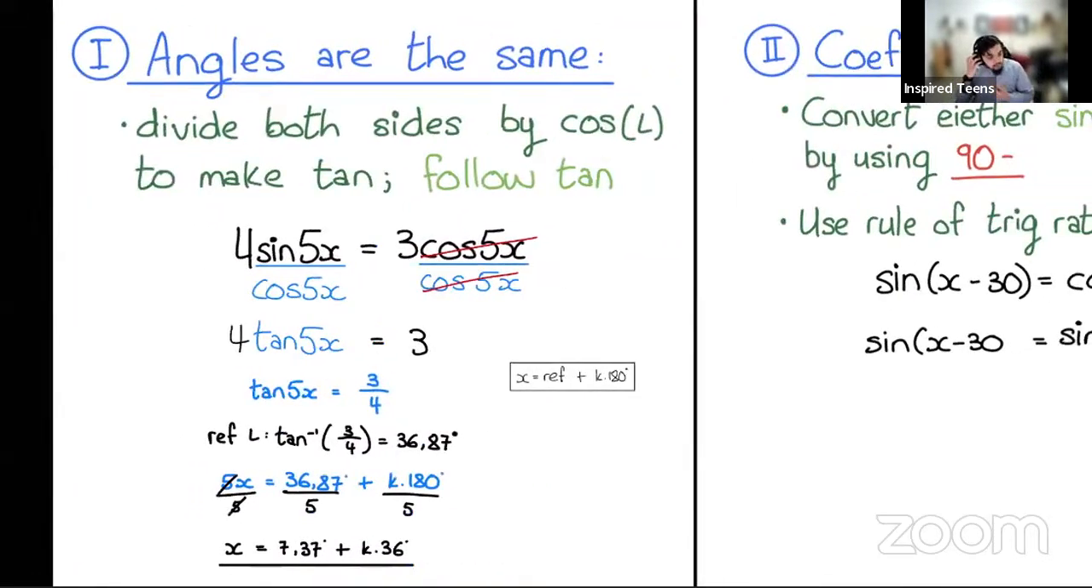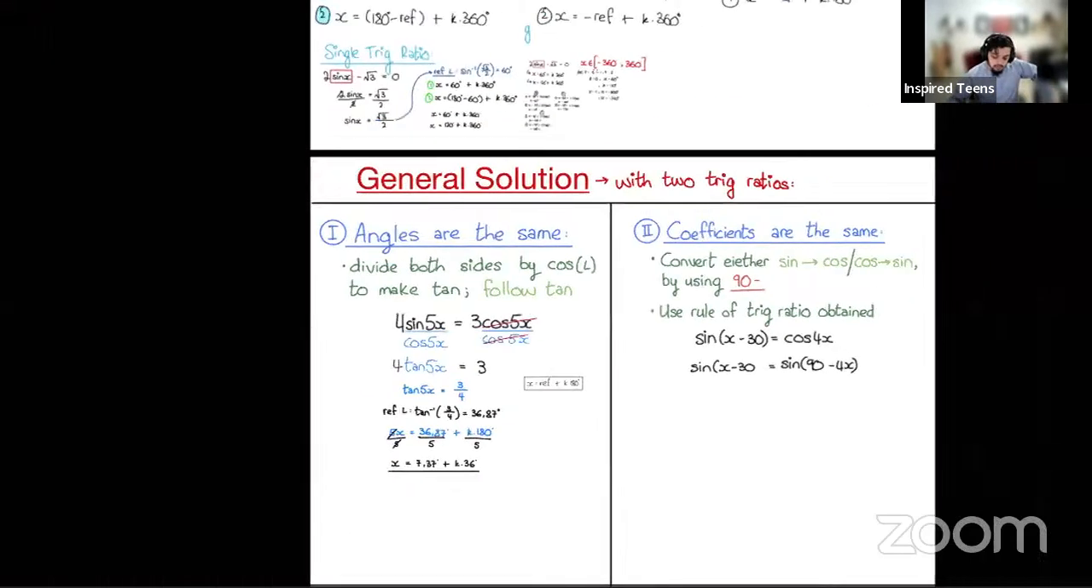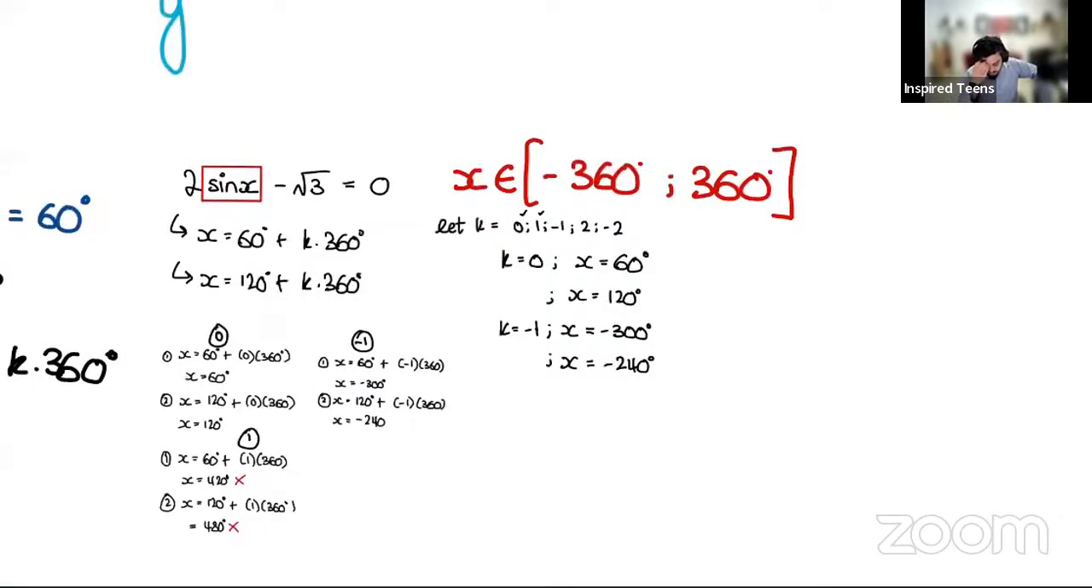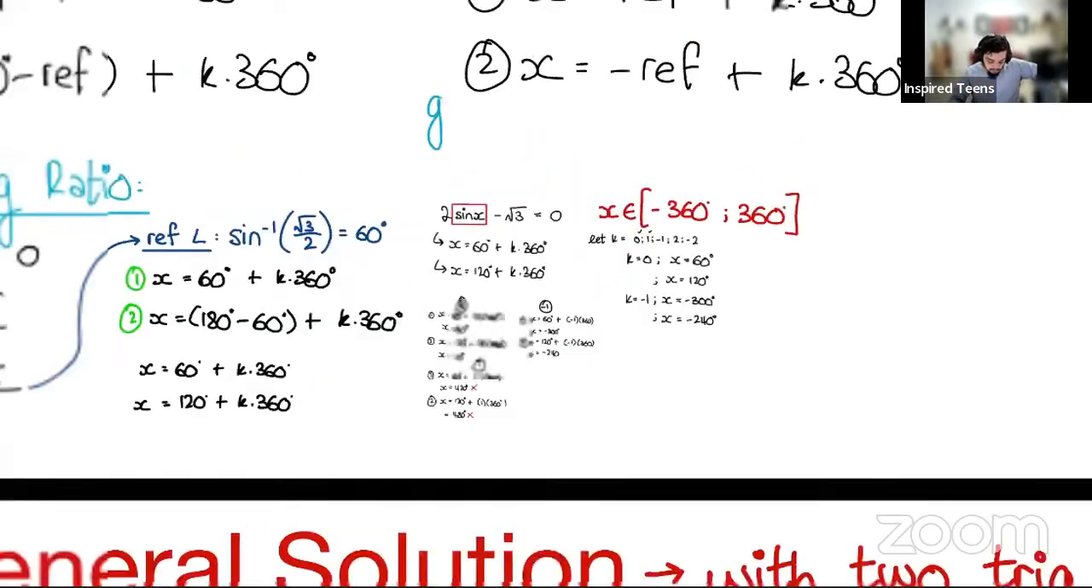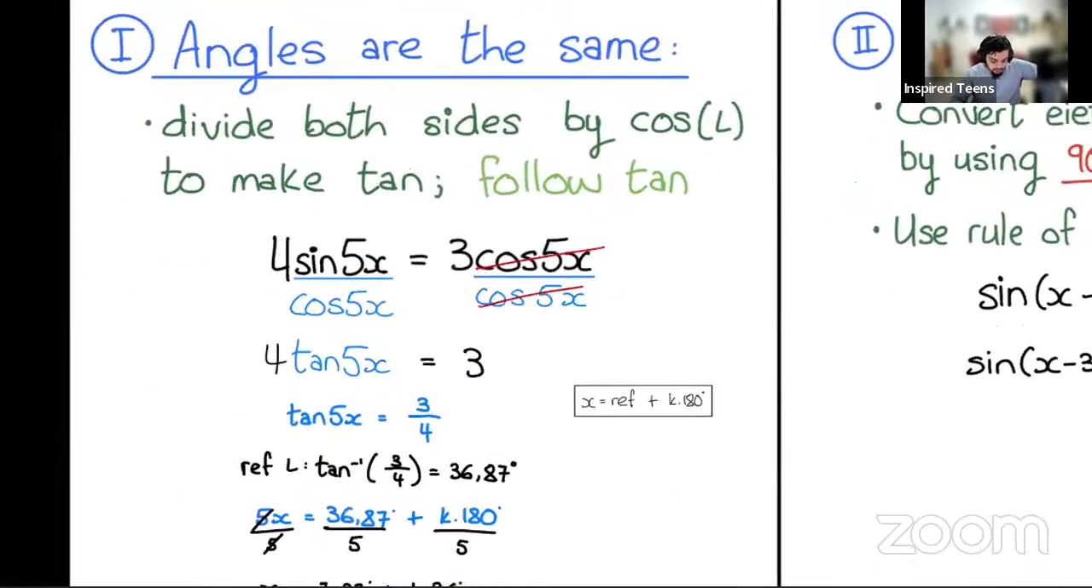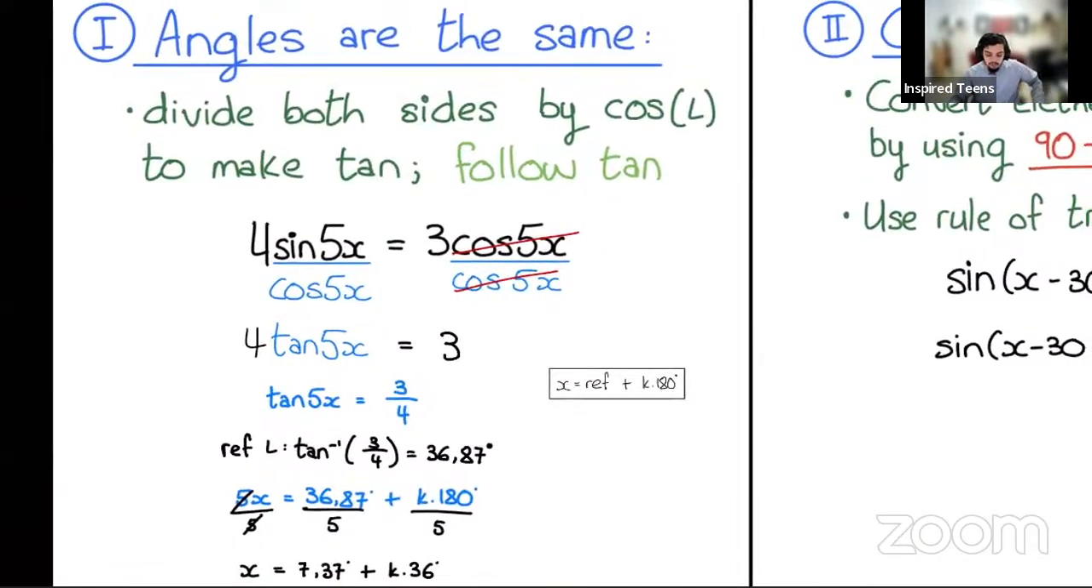Again, they could also ask you to solve for specific values within a given interval, and you would do it the same as this. But with regards to how to simplify it at first, to get it to one single trigonometric ratio, this is what you do.